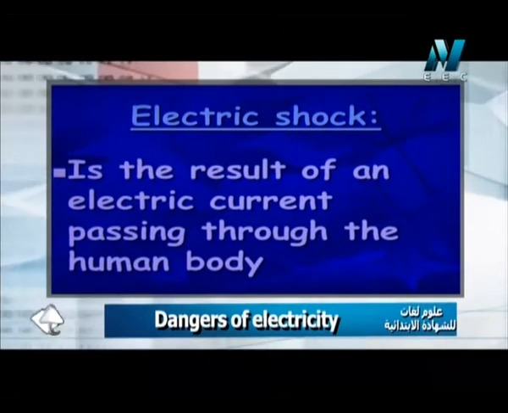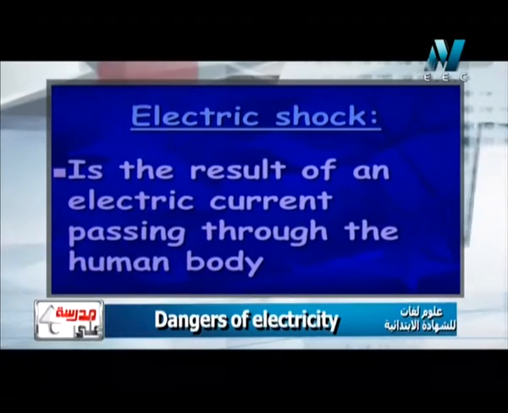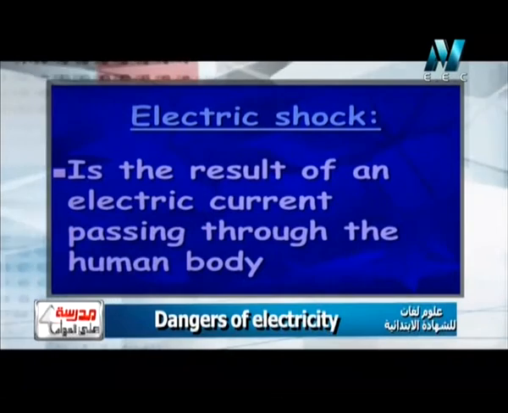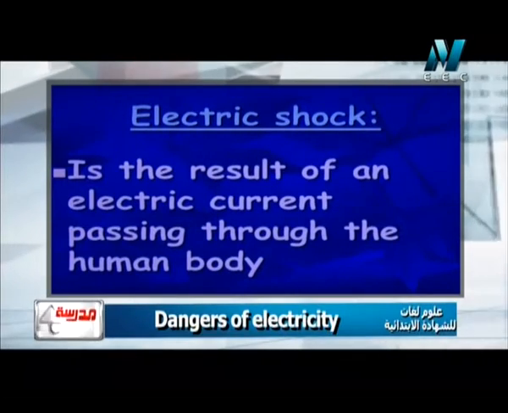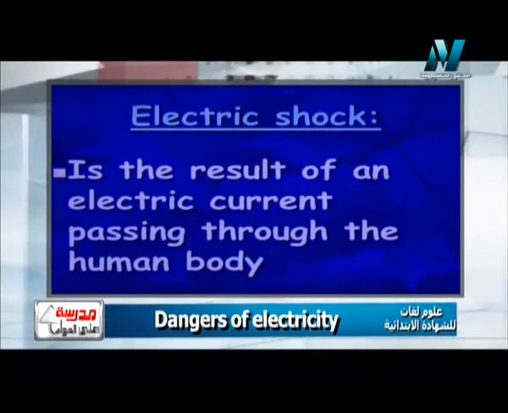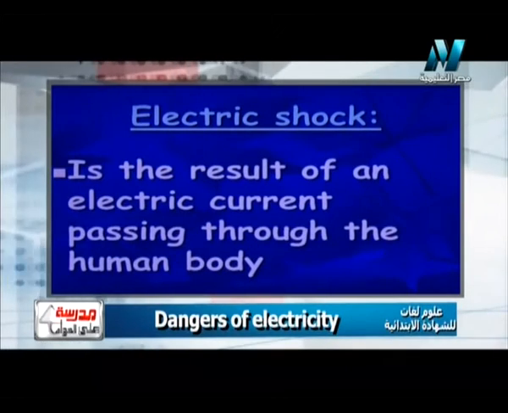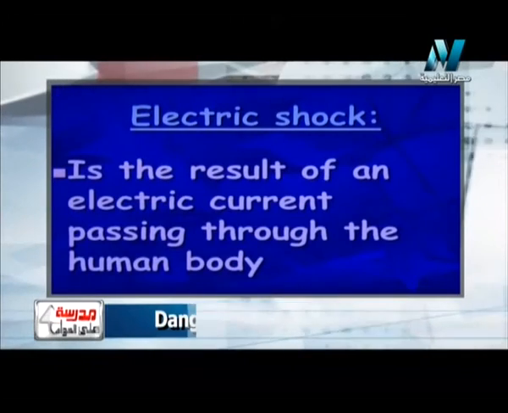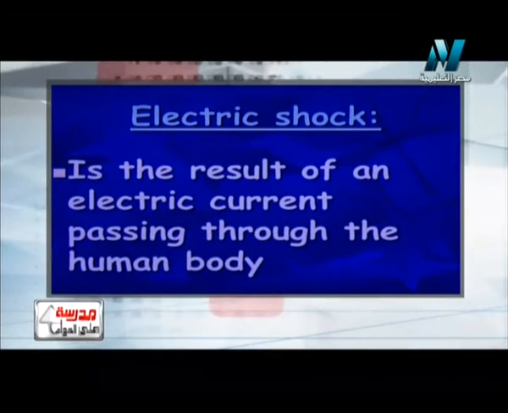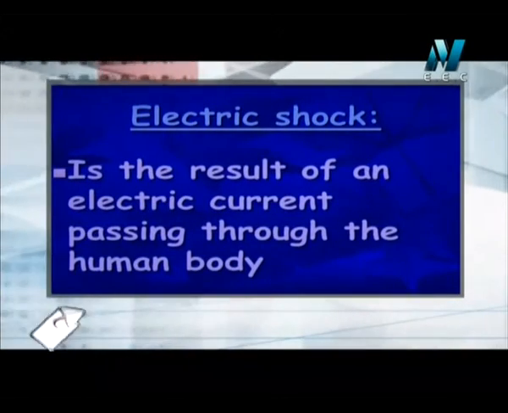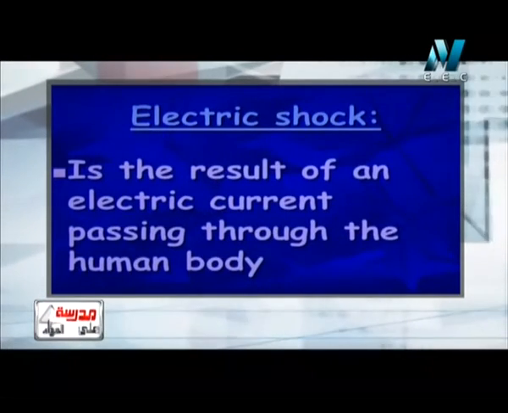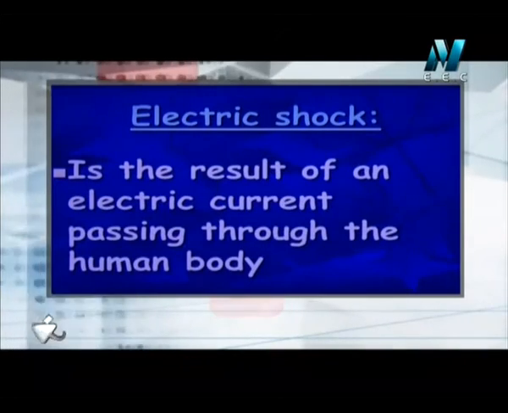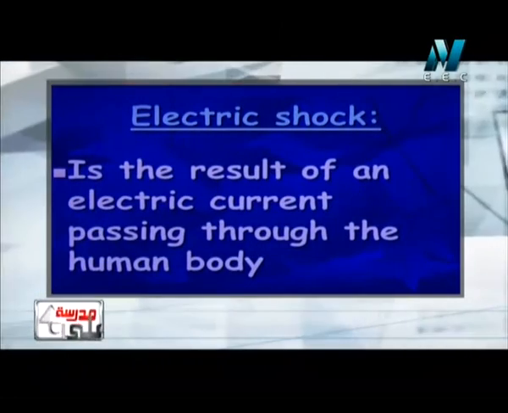So we said that our human body is a conductor of electricity. So if the electric current passes through your human body, you have electric shock بنسميها صدمة كهربائية. So the second injury, الإصابة الثانية النهاردة اللي هنتكلم عنها بنسميها electric shock أو الصدمة الكهربائية. That is what happens, or the result of passing electric current through our human body.